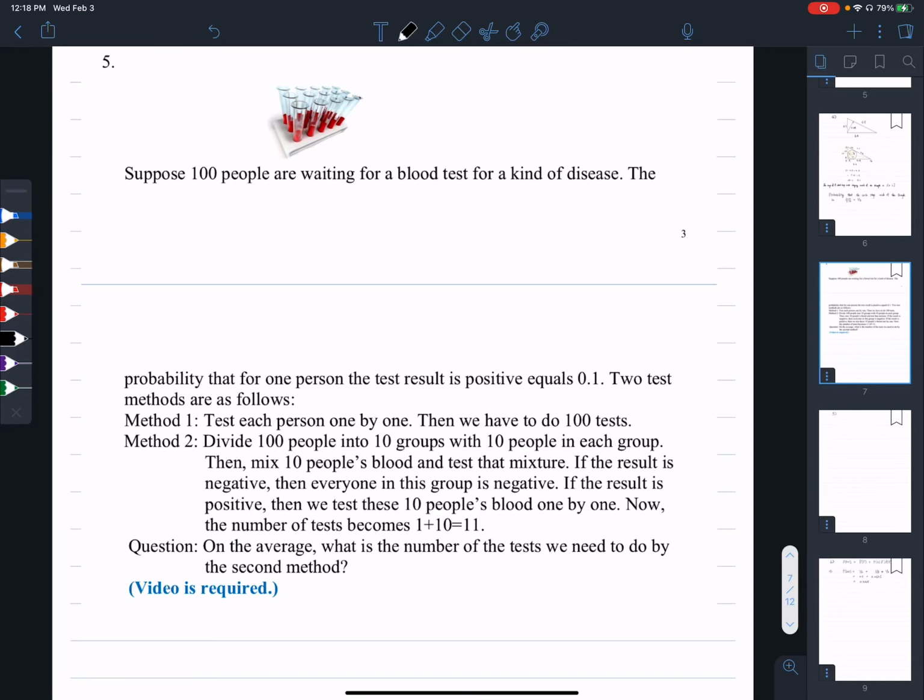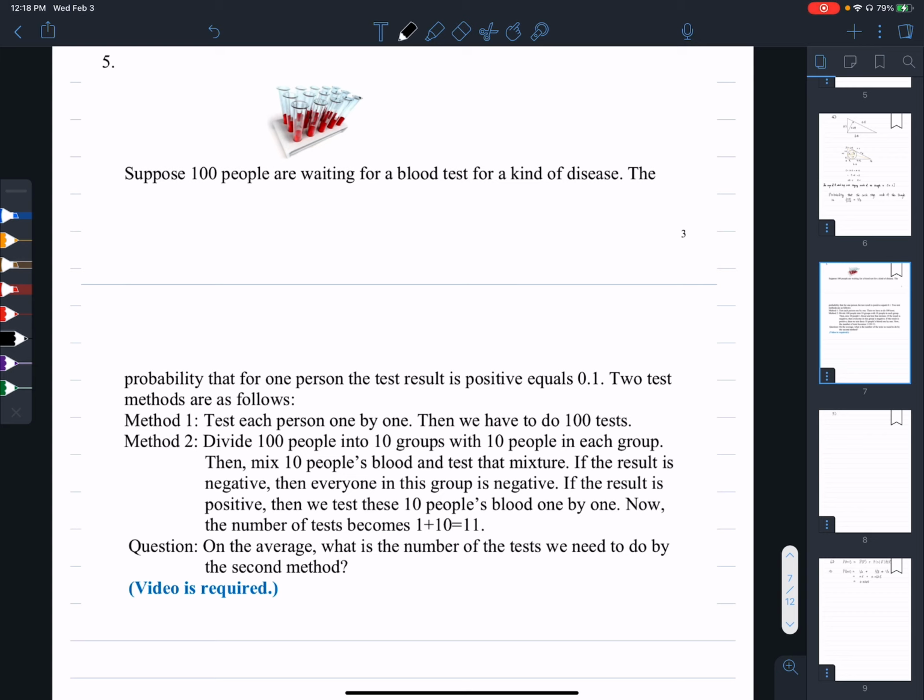For question number 5 in homework one, suppose 100 people are waiting for a blood test for a kind of disease. The probability that for one person the test result is positive equals 0.1. Two test methods are as follows. Method 1, test each person one by one. Then we have to do 100 tests.